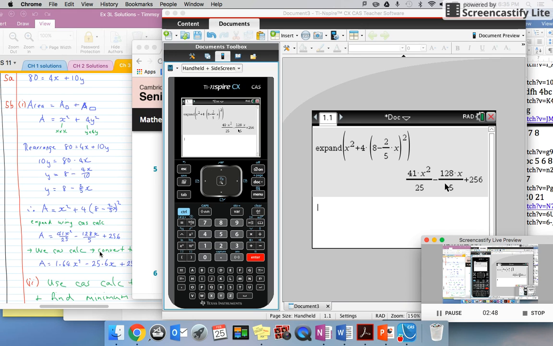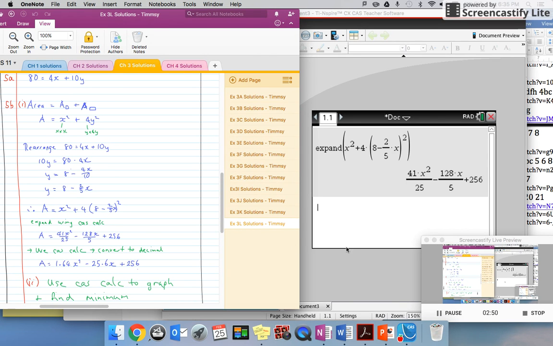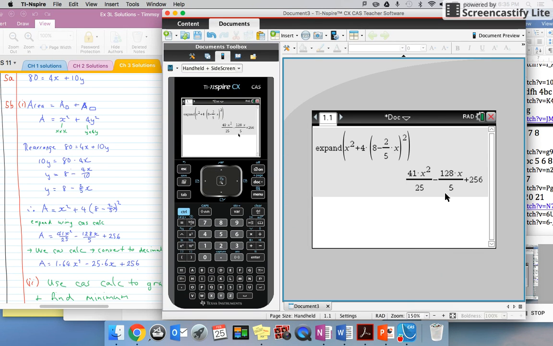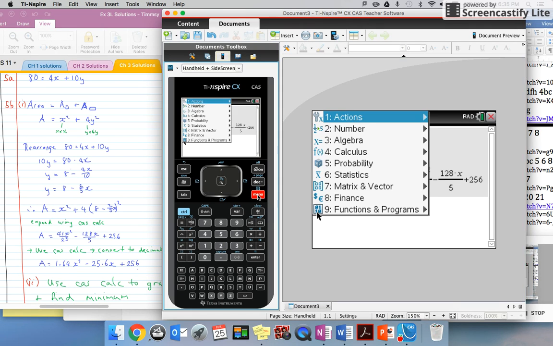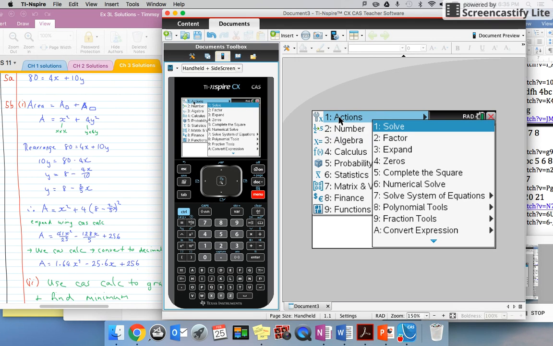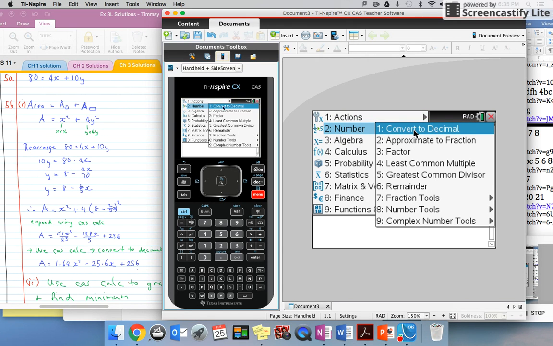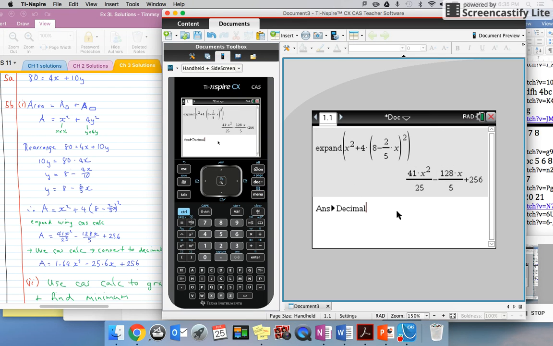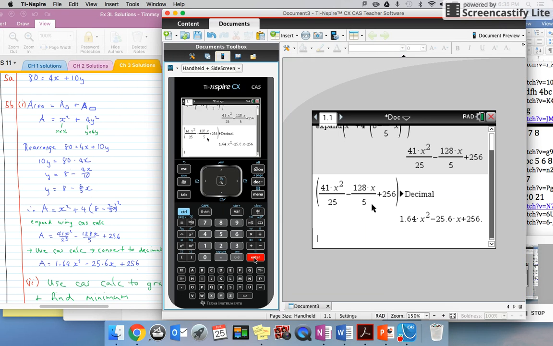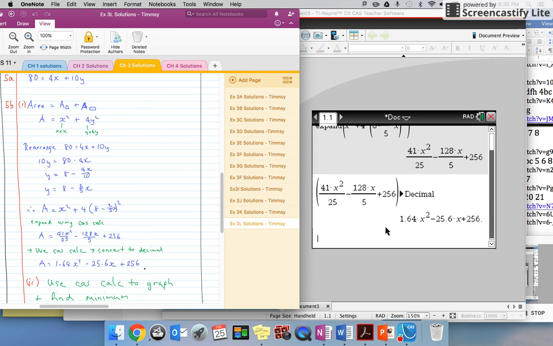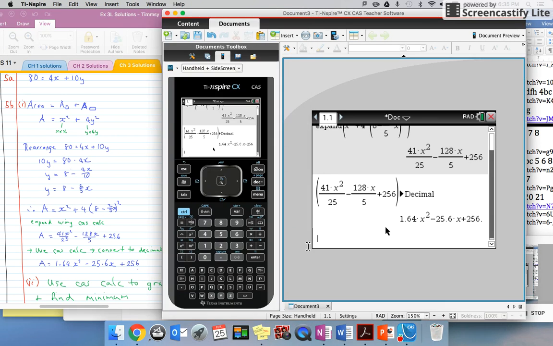So use the CAS calculator to convert to decimal. How do I do that? I go back to my menu, and I've got actions, number. See this? It says convert to decimal. So if I just do that, answer, this is saying this answer, I want to convert to a decimal. So I press enter, and look at that. I get that as that. So that makes it very, very nice and easy.